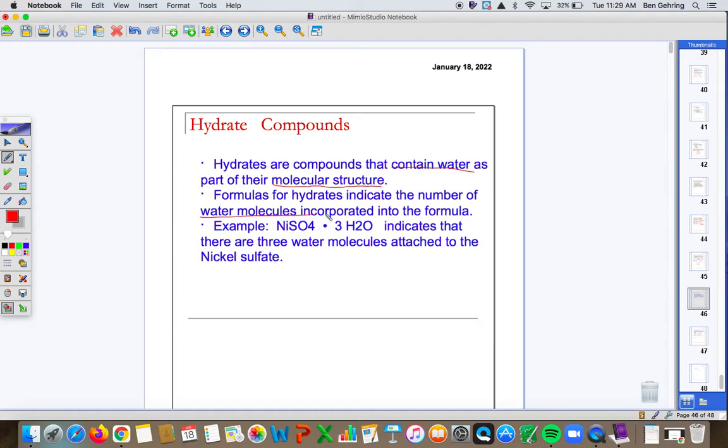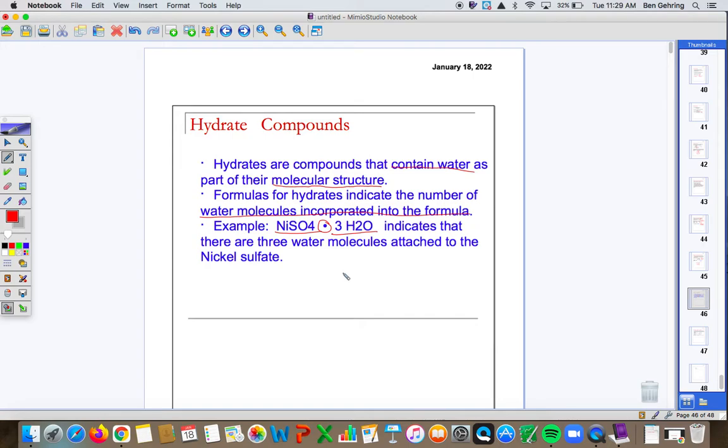For example, nickel(II) sulfate, NiSO4, with this little multiplication sign, is going to be a trihydrate. So 3H2O indicates that there are 3 water molecules attached to the nickel sulfate.